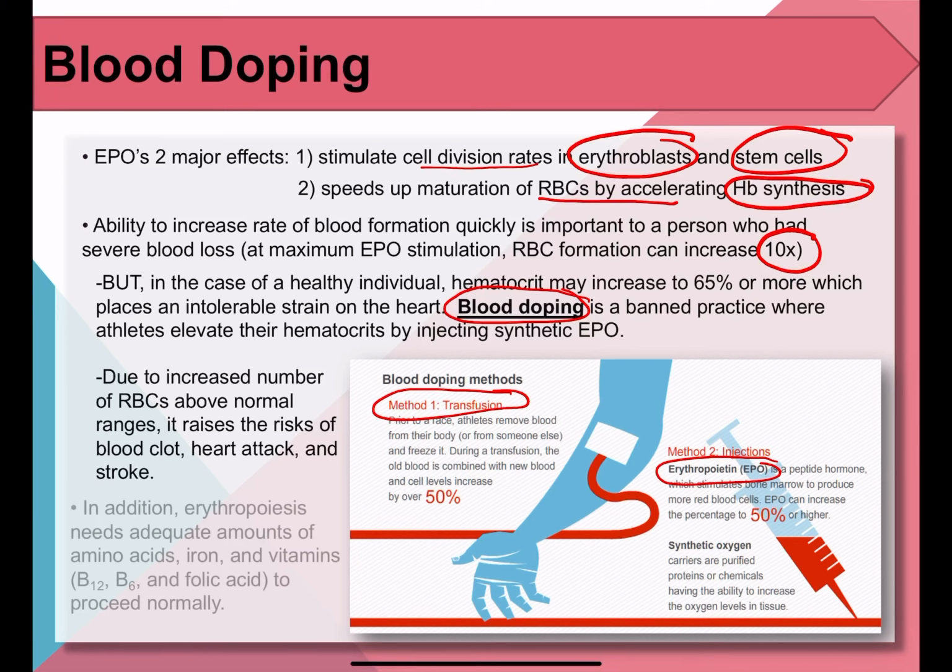Anyway, as a last note on the process of erythropoiesis, the body also needs adequate amounts of amino acids, iron, and vitamins like B12, B6, and folic acid in order for erythropoiesis to proceed normally. And you can imagine why amino acids and iron are important, because that's what forms the bulk of hemoglobin as a protein structure itself.